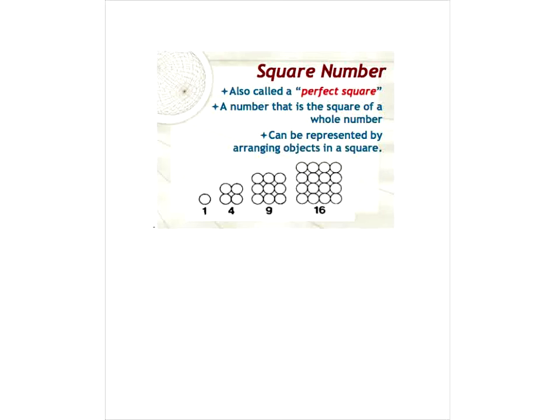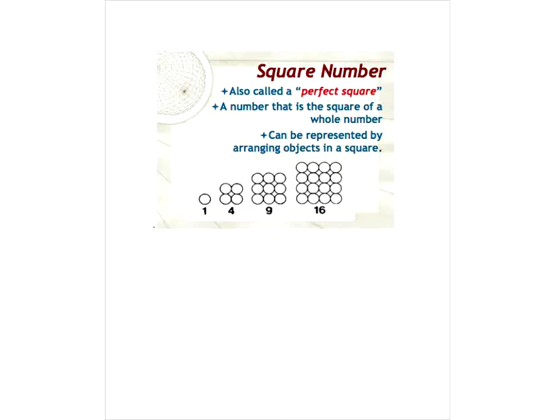And so when we talk about a number that's a square, another way we might describe it is a perfect square. So I've got some diagrams here that show a number that is a square of a whole number. That's what a perfect square is. So it can be represented by arranging objects in a square.